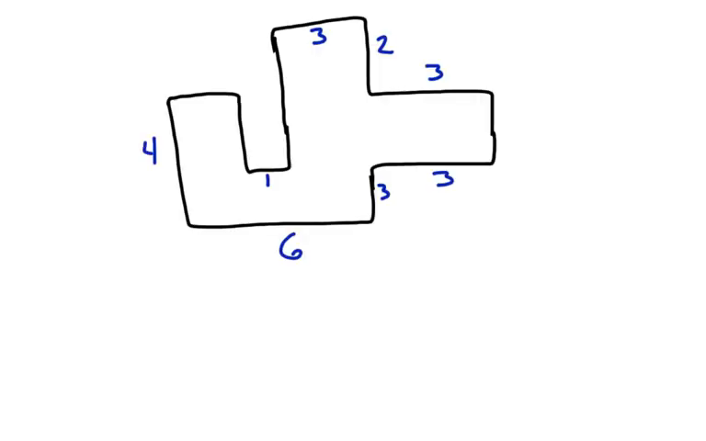So here we have sort of an unusual looking figure with a whole bunch of sides on it, and we want the perimeter of this figure. Now your first thought might be, well, how in the world am I supposed to find the perimeter of this thing if I don't know all of the side lengths? Well, given the information we've got, we're going to be able to determine all of the side lengths.